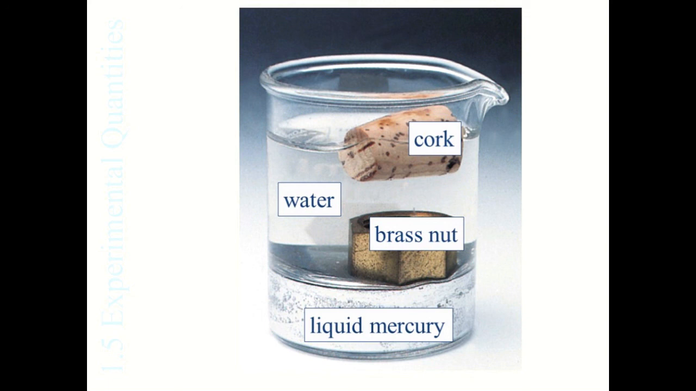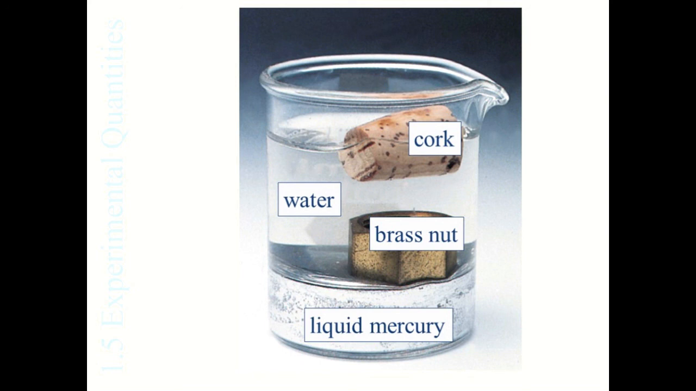So densities, so this is a liquid. It's a liquid metal. It's mercury. Its density is actually greater than this nut. So the nut floats on top of the liquid mercury because the mercury has a greater density than the nut. And then water has less of a density than the nut. And so it's on top of the mercury, right? And the cork has the lowest density. So it's floating. So you can separate things by density, okay?